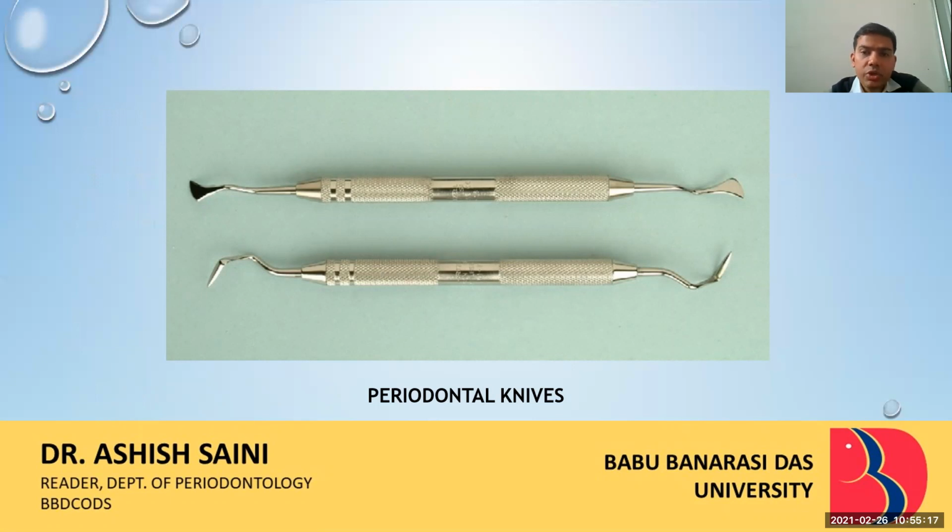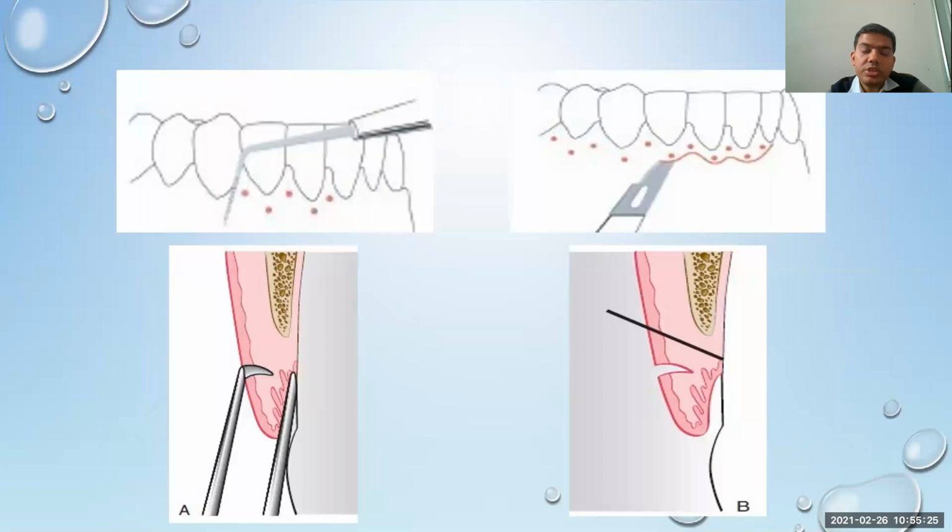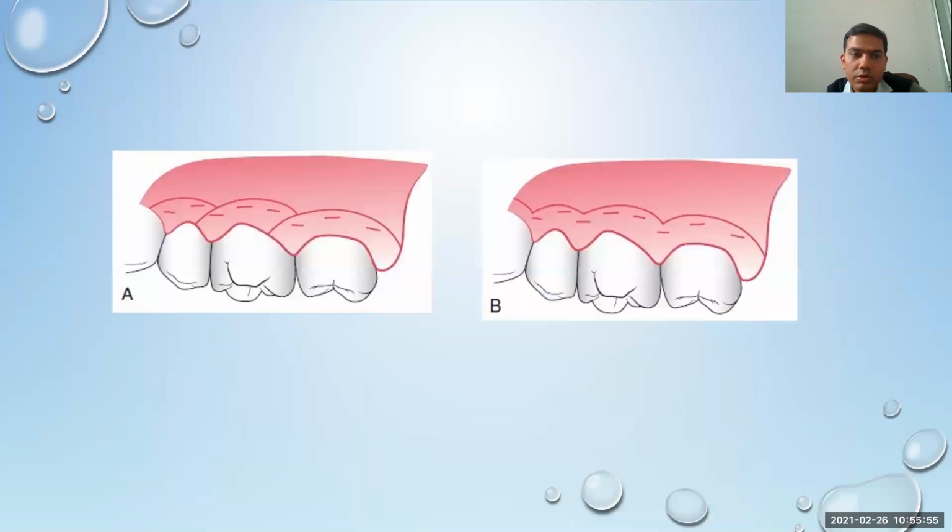Now, among the periodontal knives, the first knife in the picture is the Kirkland knife, and the second is the Orban knife. In this diagram, it is shown that pockets are probed with the periodontal probe and marked with the help of pocket markers. Several bleeding points are created as we were discussing. Then in the second picture, the operator is using a continuous incision, directed coronally below the bleeding points, below the base of the pocket.